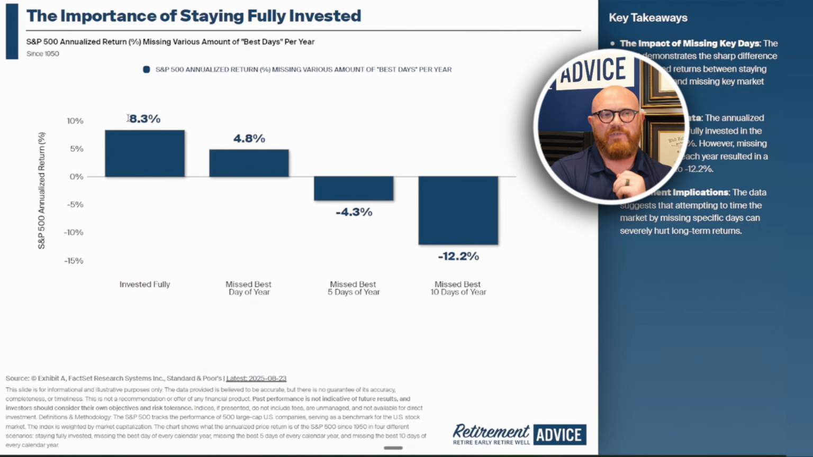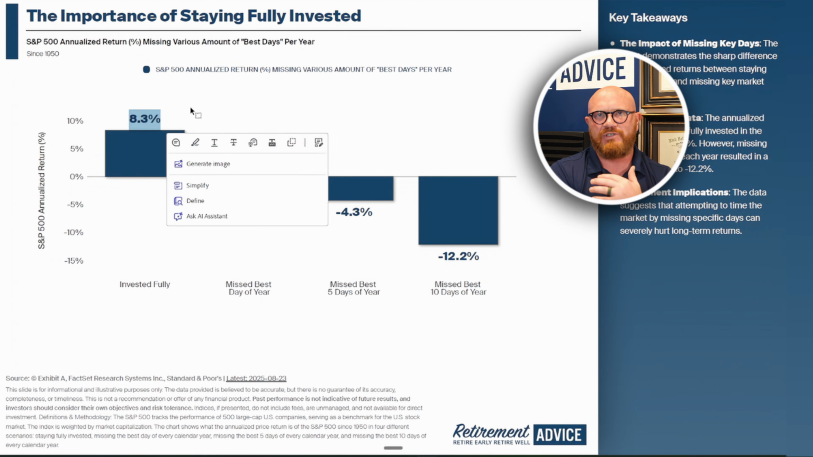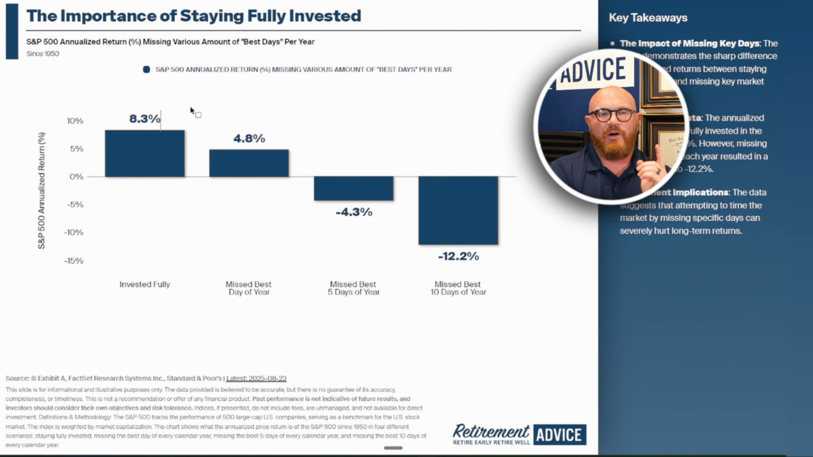So if you're just fully invested from 1950 through 2025, you would have had an average annual rate of return of 8.3%. Now, what if you just missed the one best day per year? Let's say you're trying to get in and out of the market, trying to miss the worst day. Well, you're probably also going to miss the very best day. Just by missing the one best day each year, your average rate of return would have dropped from over 8% per year down to 4.8% per year. Pretty drastic, almost cutting your return in half.